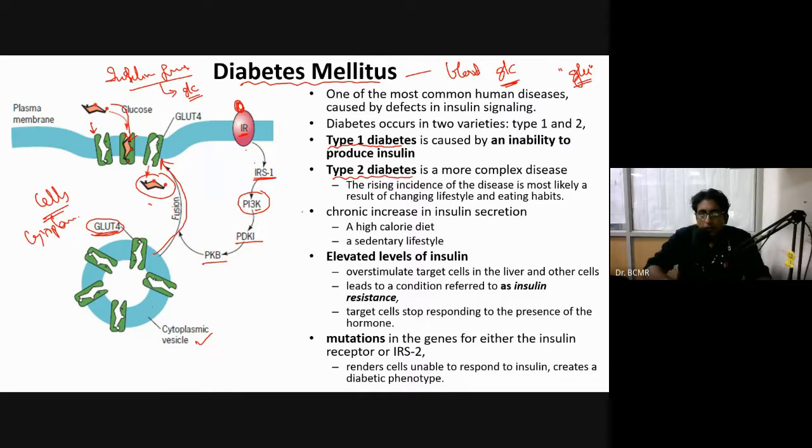But what may happen is there are two types of diabetes, we said. One is the inability to produce insulin. That means insulin is not present at all. That is type 1 diabetes. Type 2 diabetes is when the target cell is not responding to the insulin that is present. So it is not taking up glucose, because of which the glucose in the blood increases.